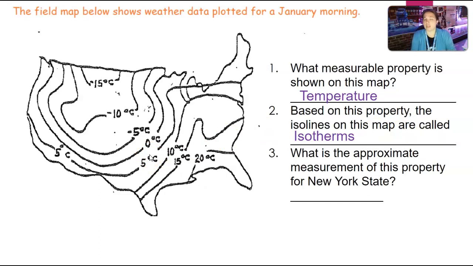Isobars will make sense because it's measured in millibars. So isobars, in this case, we have isotherms. Contour lines are like the different one. It's elevation. That's all you have to know.